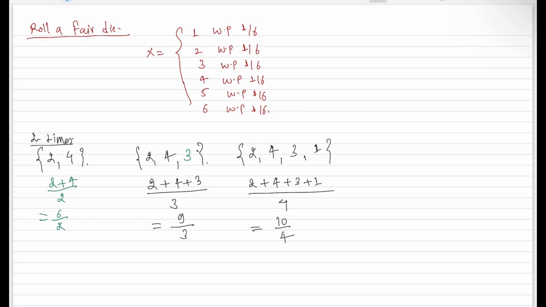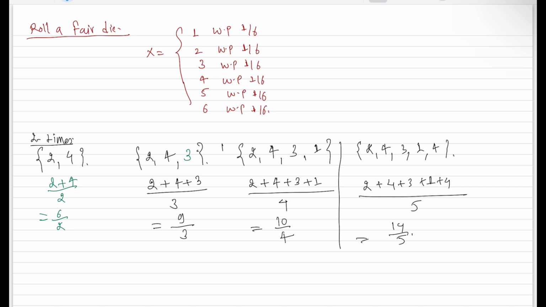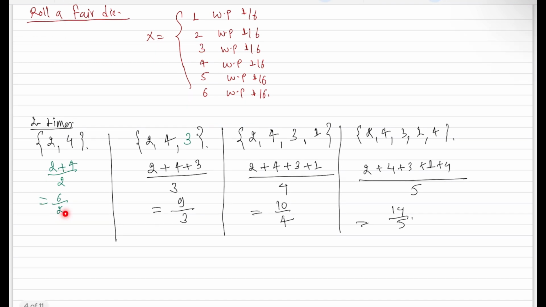Again you roll the die for the fifth time. So maybe first you got 2, 4, 3 and 1, and again you roll the die and you got 4, right? So what will be the average value of the outcome? It is 14 divided by 5. So what's the point to observe here? The point to observe here is that this average value is not fixed.